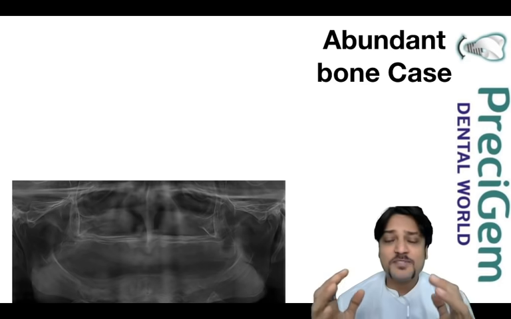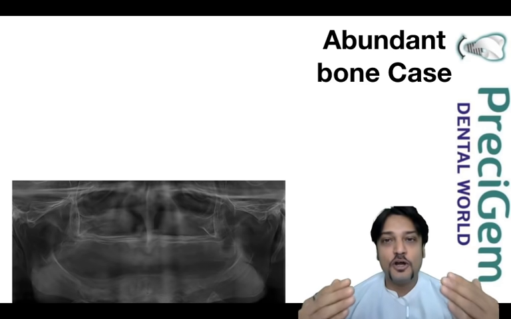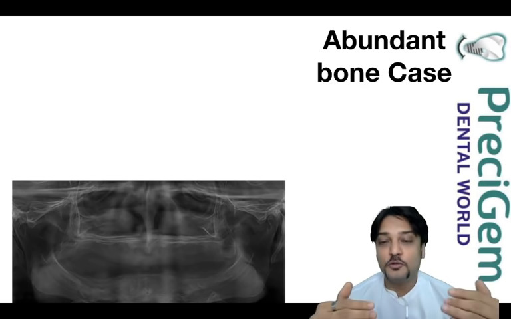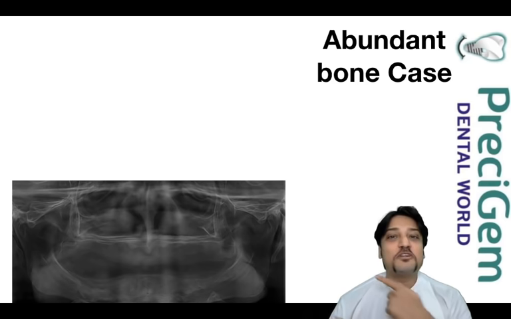Now, as the name suggests, abundant bone means an individual has a lot of bone in the upper jaw and in the lower jaw. Now let me show you, you can see next to me is an x-ray. Now let me show you a diagrammatic representation of this x-ray above.